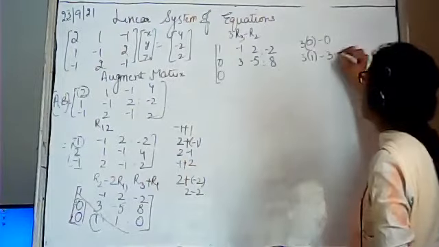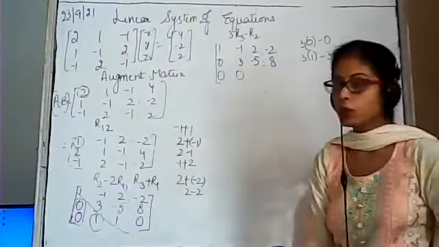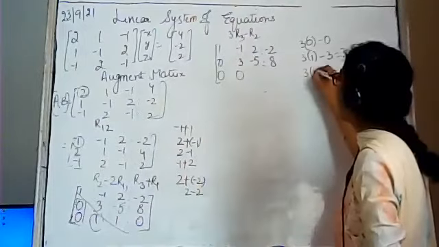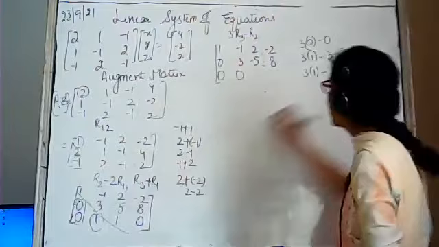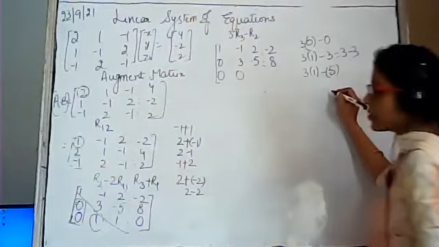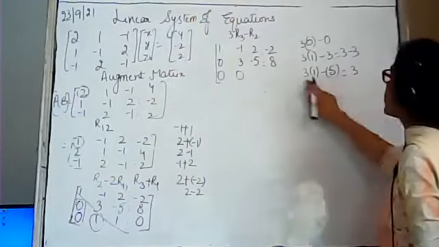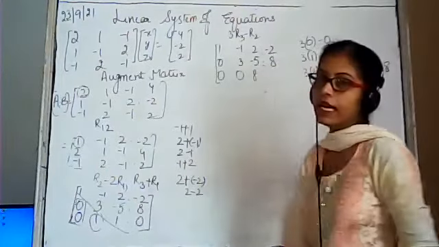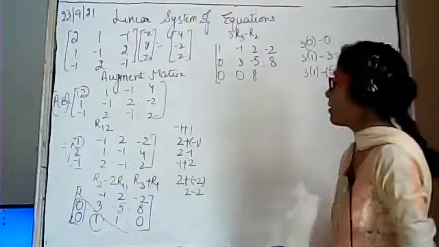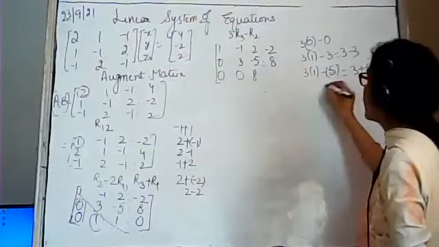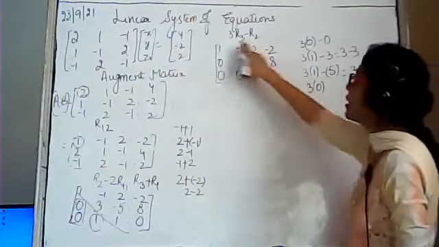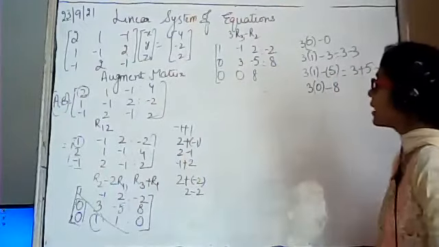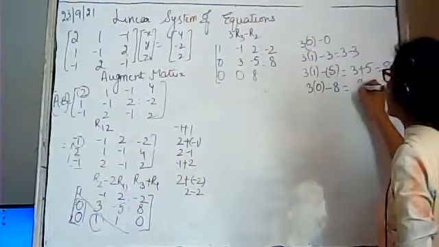It will be 3 minus 3, and 3 minus 3 will be 0. After that, again we are having 3R3, that means 3 into 1 minus R2. R2 is -5. Solve this. It will be 3 plus 5, and 5 plus 3 is 8. So we are having 8 here. After that, this is 0. The element of R3 is 0, because we are going to apply 3R3 minus R2, and the element of R2 is 8. So we are having 8 over here.